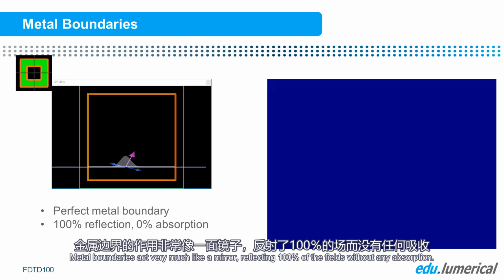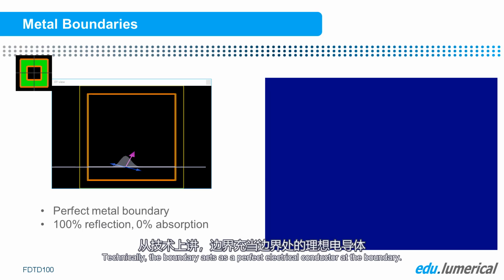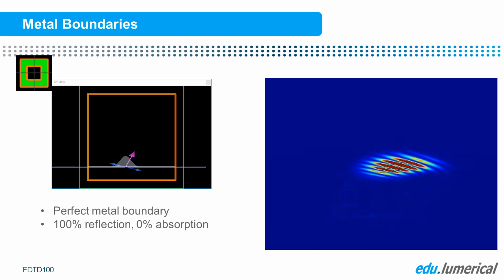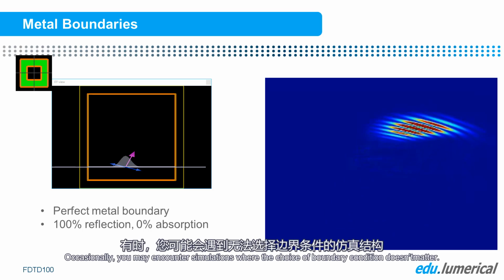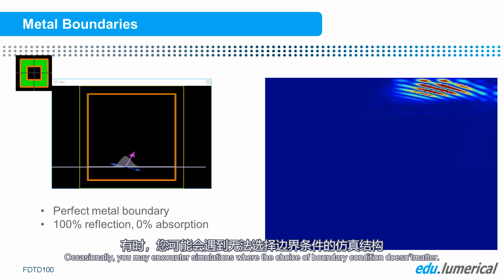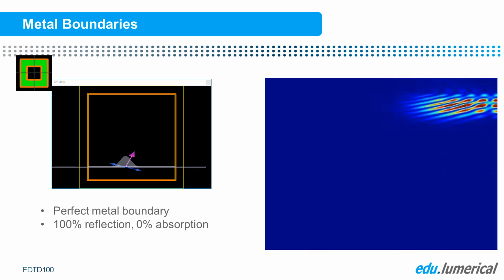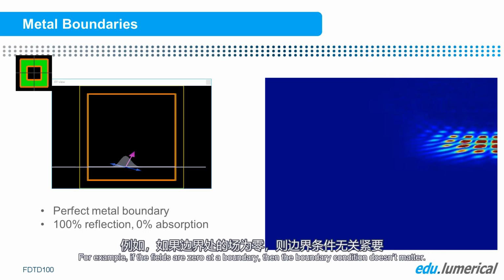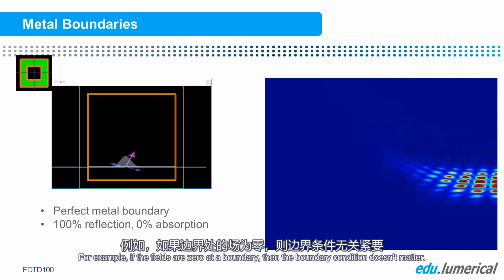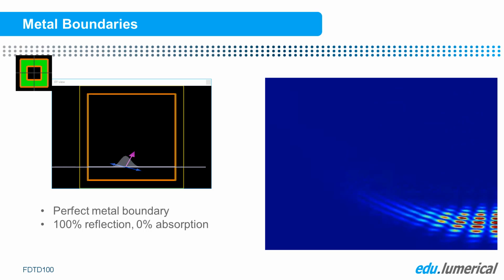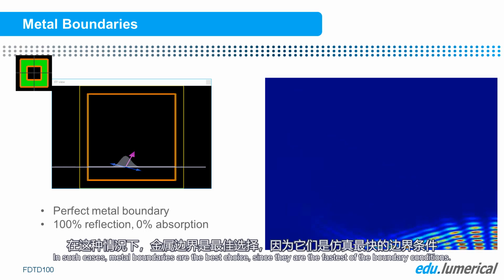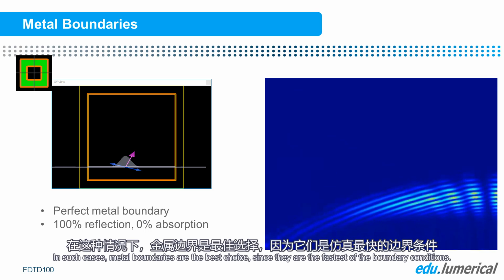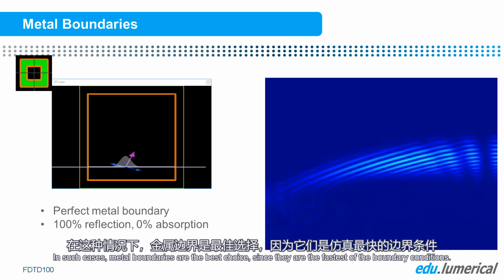Metal boundaries act like a mirror, reflecting 100% of the fields without any absorption. Technically, the boundary acts as a perfect electrical conductor at the boundary. Occasionally, you may encounter simulations where the choice of boundary condition doesn't matter. For example, if the fields are 0 at a boundary, then the boundary condition doesn't matter. In such cases, metal boundaries are the best choice since they are the fastest of the boundary conditions.